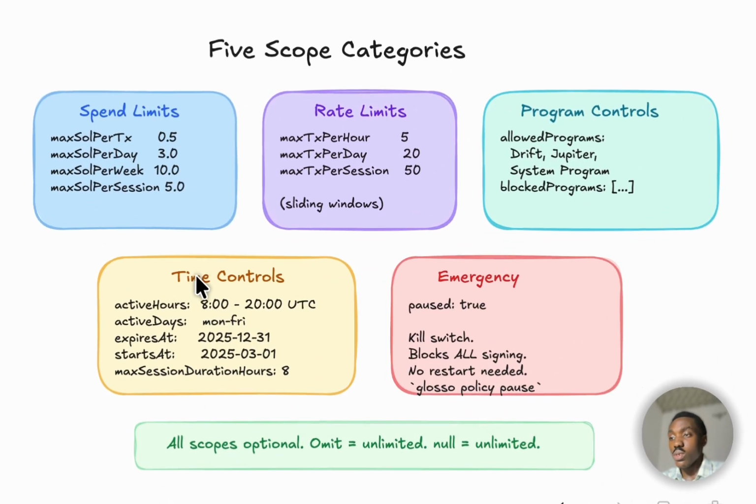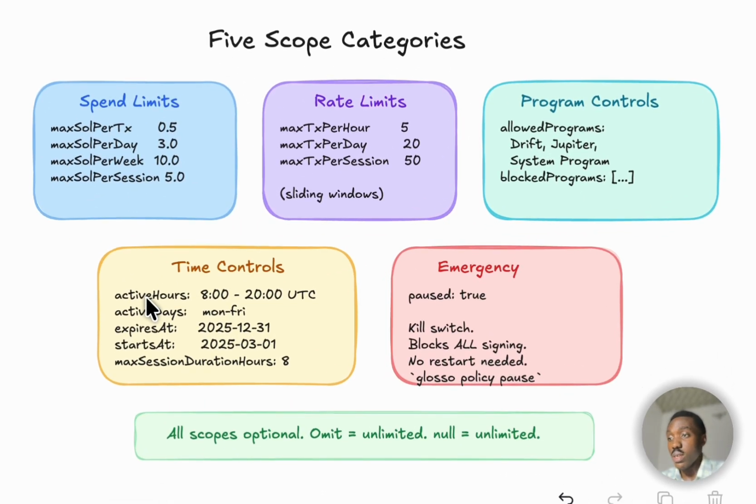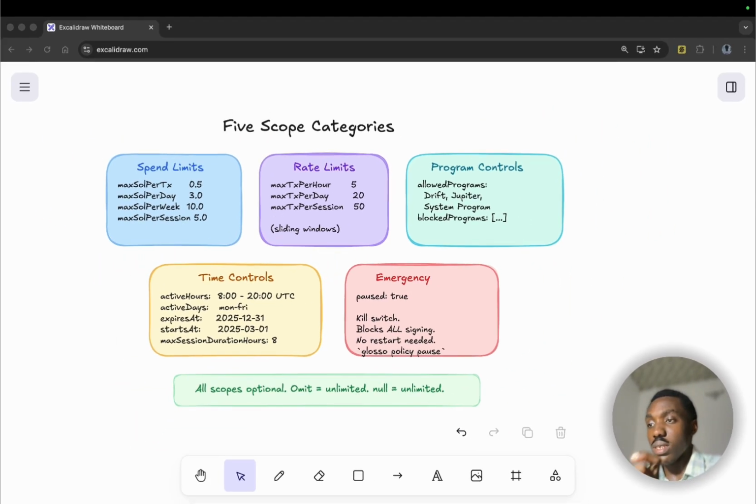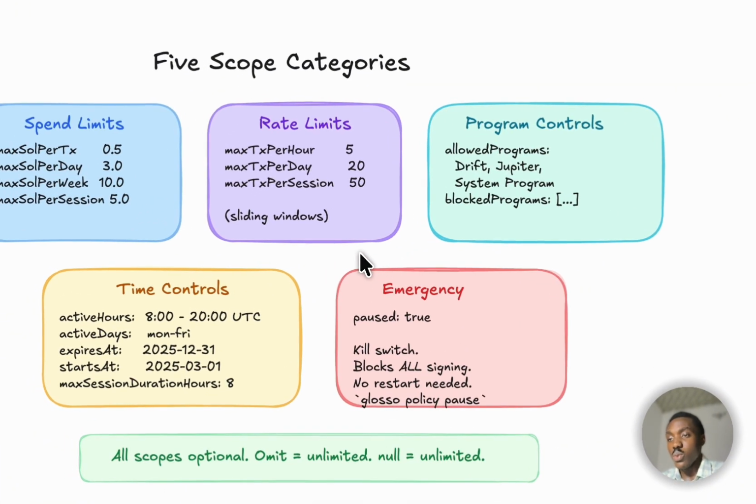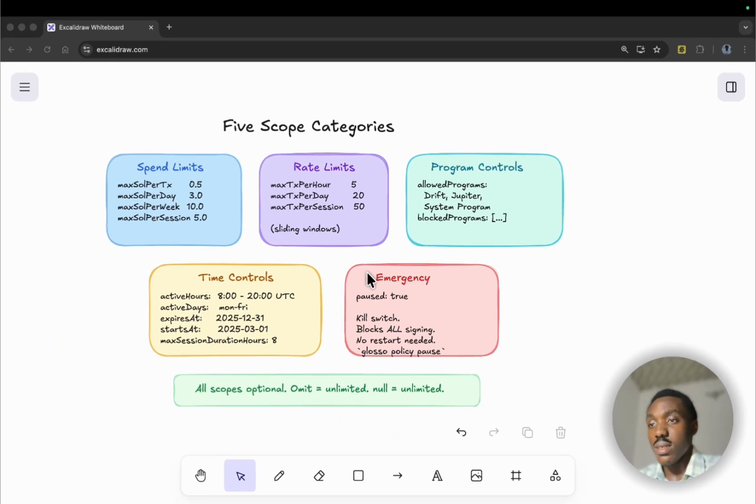We also have time controls. You can set active hours, active days for your AI agent, so it can only sign within that window. We also have the emergency section, which can have a kill switch there, or if you want to block or sign all that, you can set it in the emergency section.